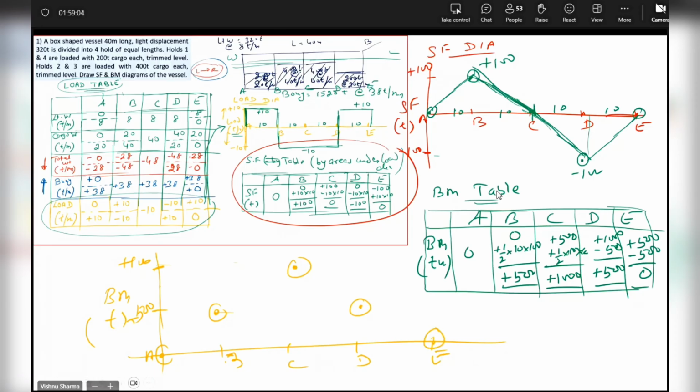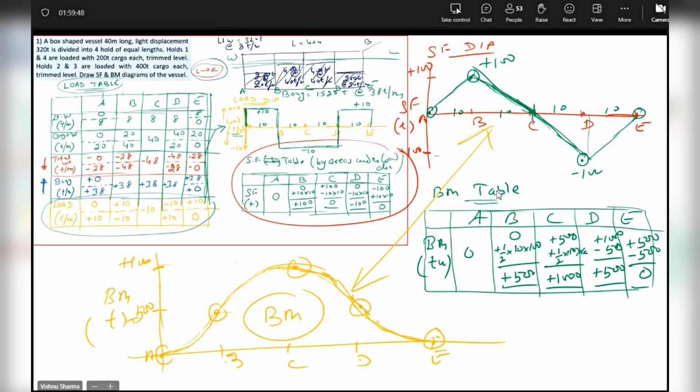Look at the SF diagram. From A to B, is the triangle vertex to base or base to vertex? Vertex to base. And the next one, B to C? Base to vertex. So, beta, it is vertex to base, then becoming 0 here because the vertex is at C, and a replica of this. Yes, a mirror image of this. This becomes the BM diagram for this box-shaped vessel. So these are the SFBM diagrams for this box-shaped vessel through the load curve.